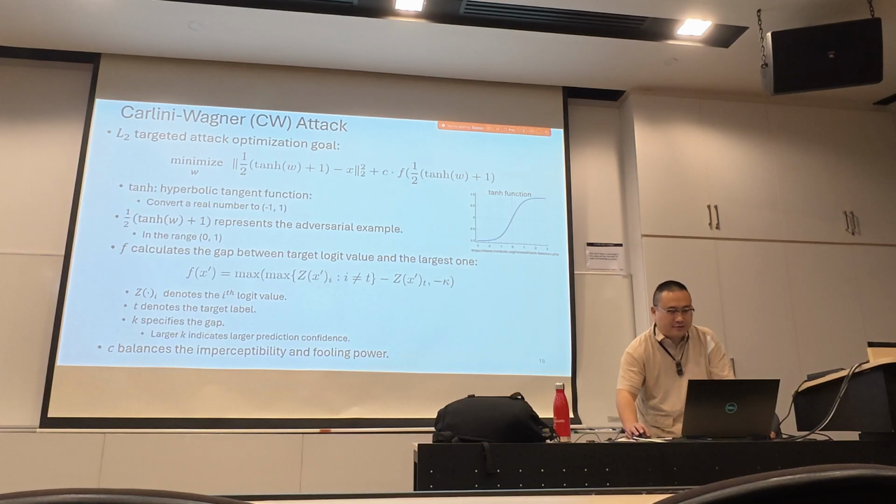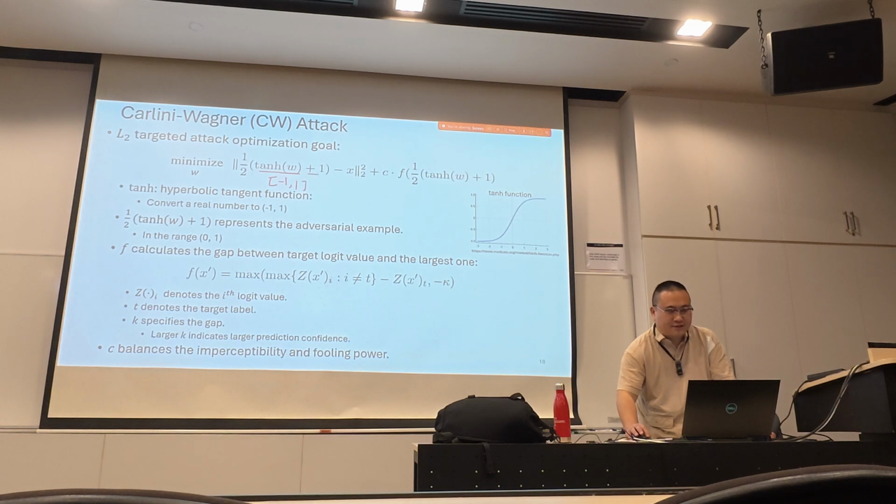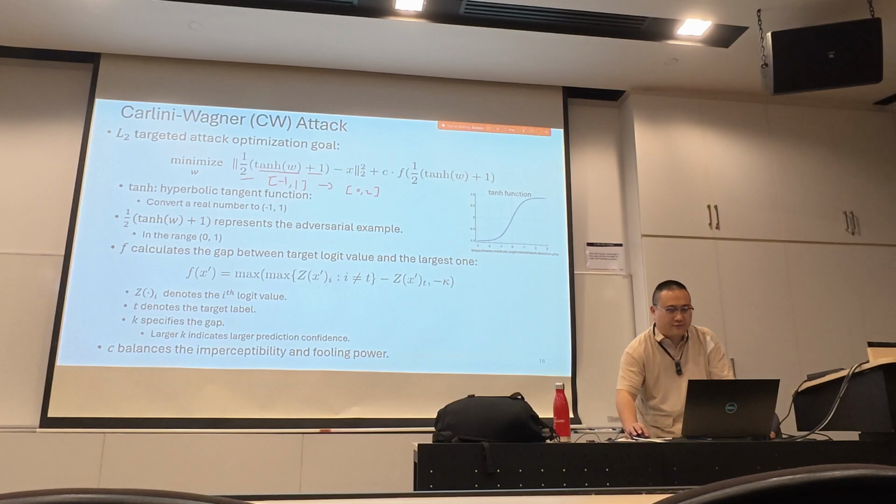So when we pass W to tangent, then the range becomes -1 to 1. And then we add 1. So the range becomes 0 to 2. And then we multiply it by 1/2, then the range finally comes to 0 and 1.